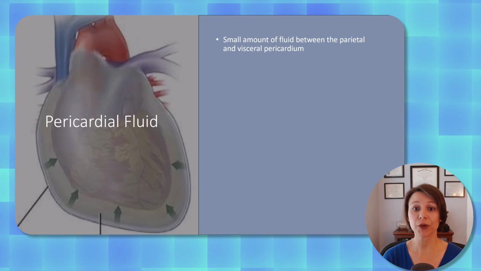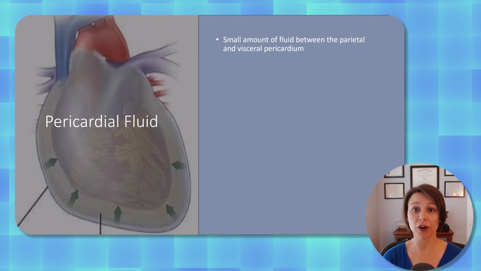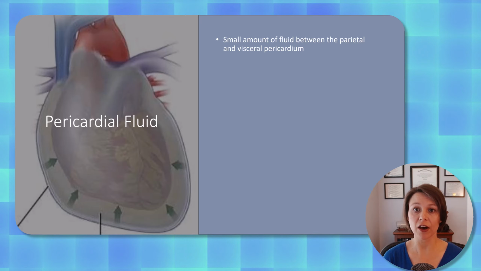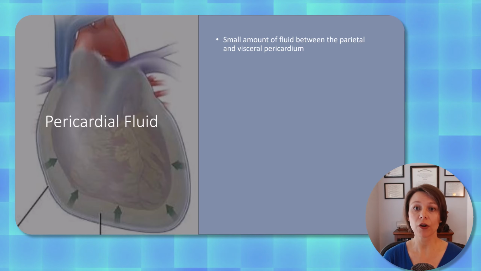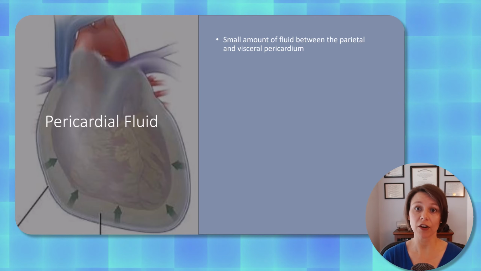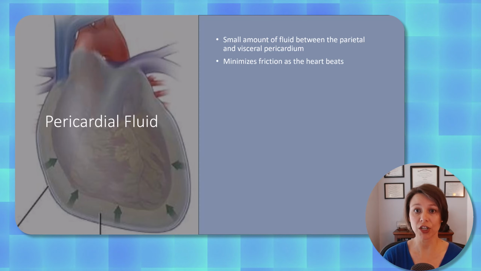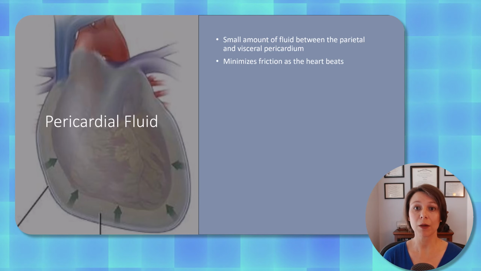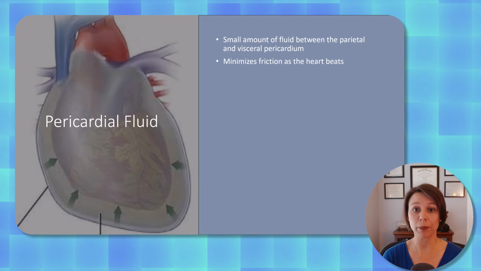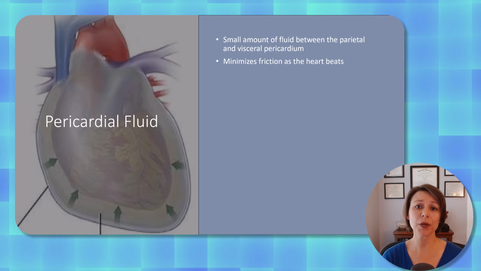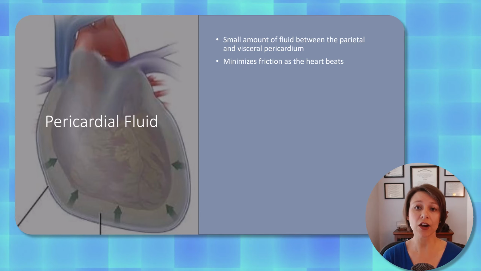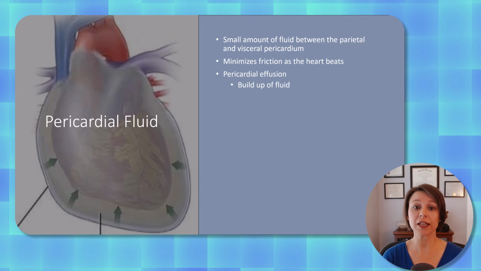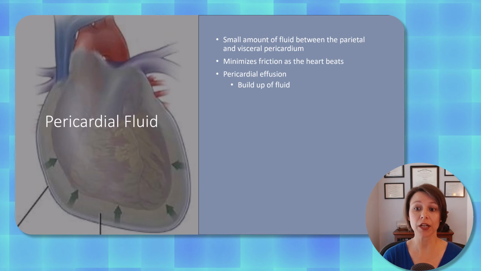There's a small amount of fluid between the parietal and the visceral pericardium layers. This works a lot like the parietal and the visceral layers of the pleural space, where we have a little bit of fluid there that is going to help minimize friction. Here, rather than minimizing friction of the lungs expanding, we're minimizing friction as the heart beats. If there is a buildup of fluid, though, what is that called? Pericardial effusion is the buildup of fluid.